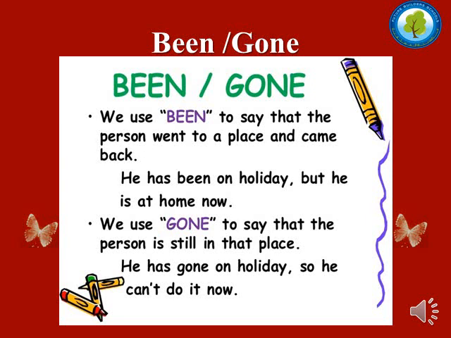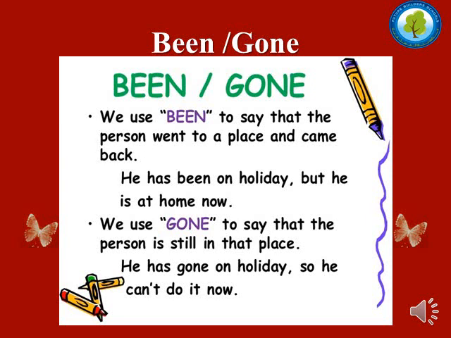We use gone to say that the person is still at that place. نستخدم gone للتحدث أن شخص ذهب إلى مكان ولم يعد بعد. He has gone on a holiday, so he can't do it now. ذهب في عطلة أو في إجازة, so فهو لا يستطيع عمل هذا الشيء الآن.